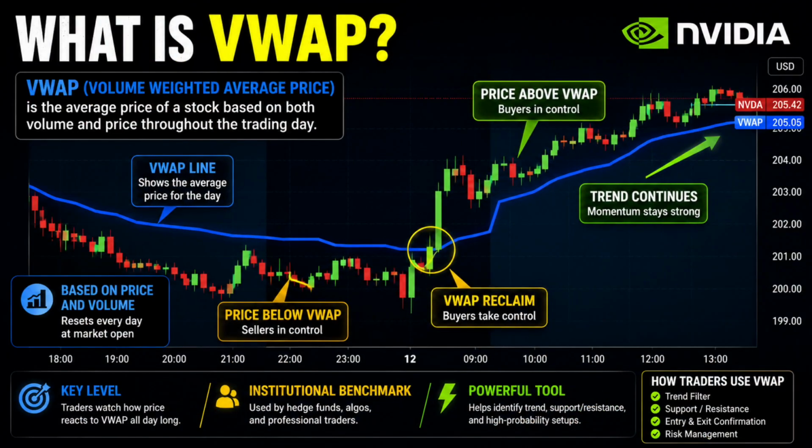Now let's use NVDA as our example. On the chart, the blue line is VWAP. Early in the move, price is trading below that line, which tells us sellers have control. The candles are weak, price is struggling, and traders watching VWAP would be cautious about taking long setups too early. But then, NVIDIA starts pushing back toward VWAP. Price approaches the line, breaks through it, and then begins to hold above it. That is called a VWAP reclaim.